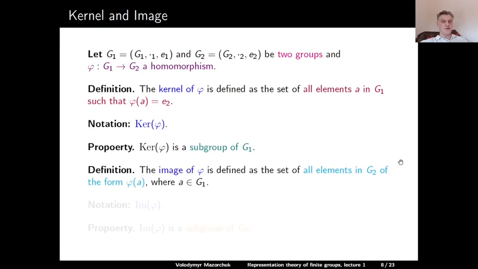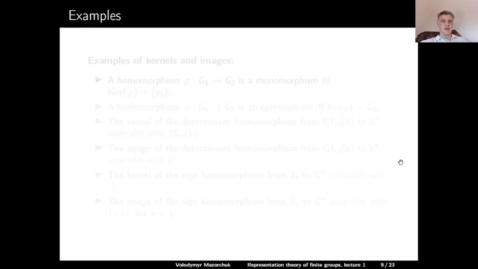An easy property is that ker of phi is always a subgroup of G1. Definition: the image of phi is defined as the set of all elements of G2 of the form phi of a, where a is an element of G1. The notation is im of phi, and an easy property is that im of phi is a subgroup of G2. Here are some examples of kernels and images.